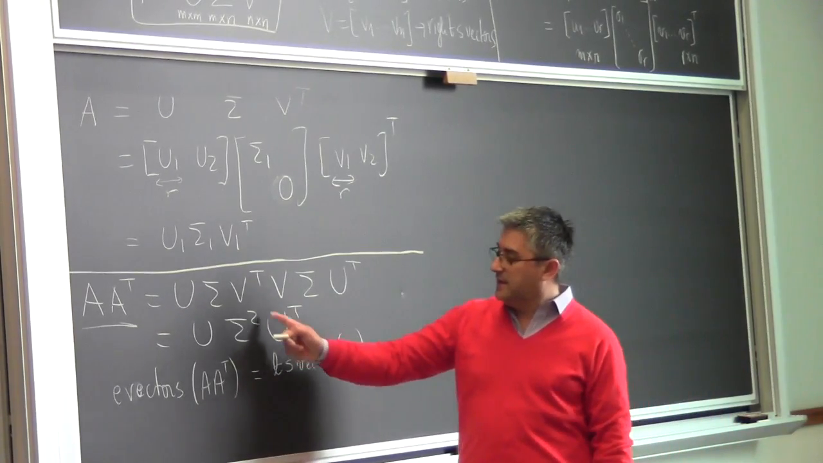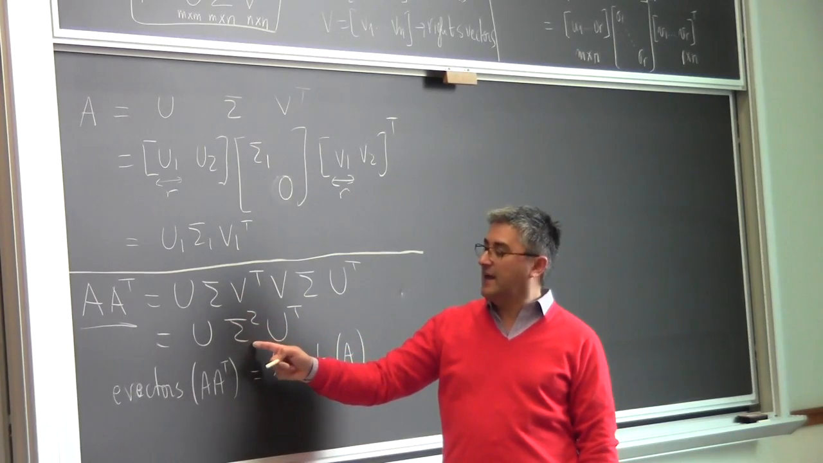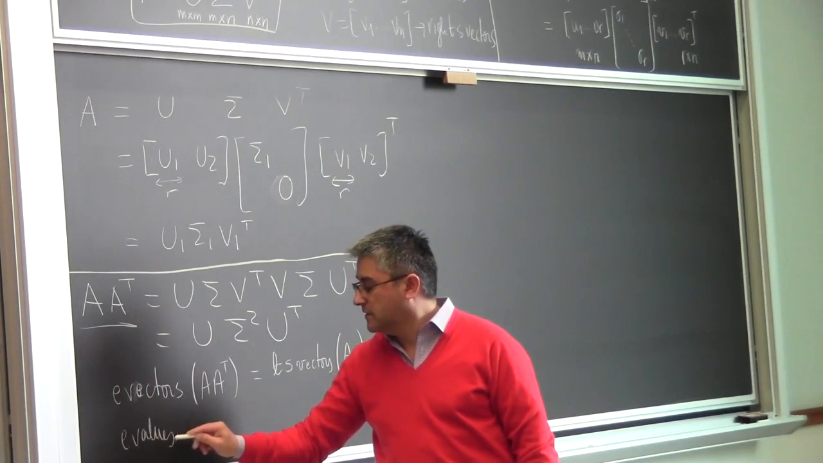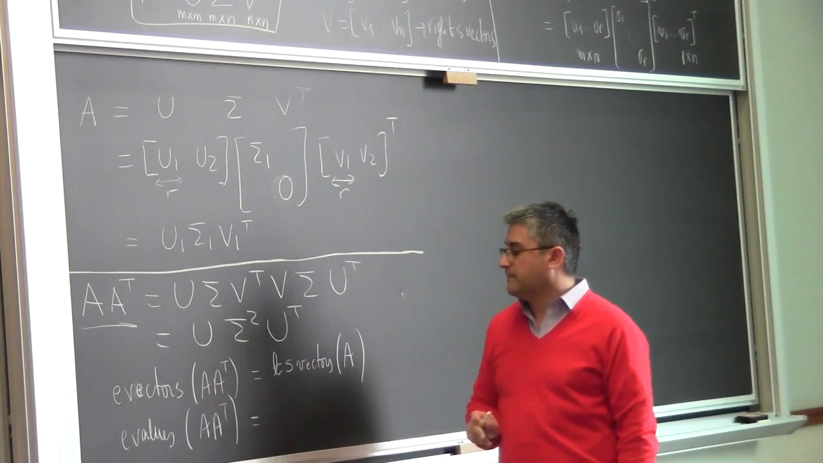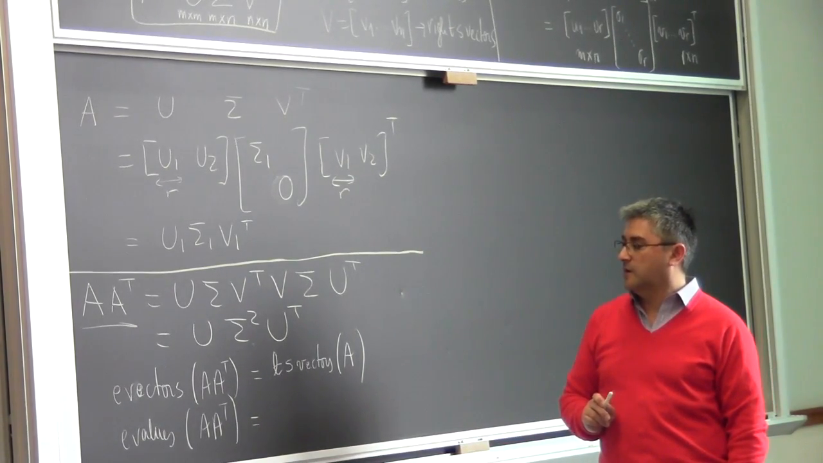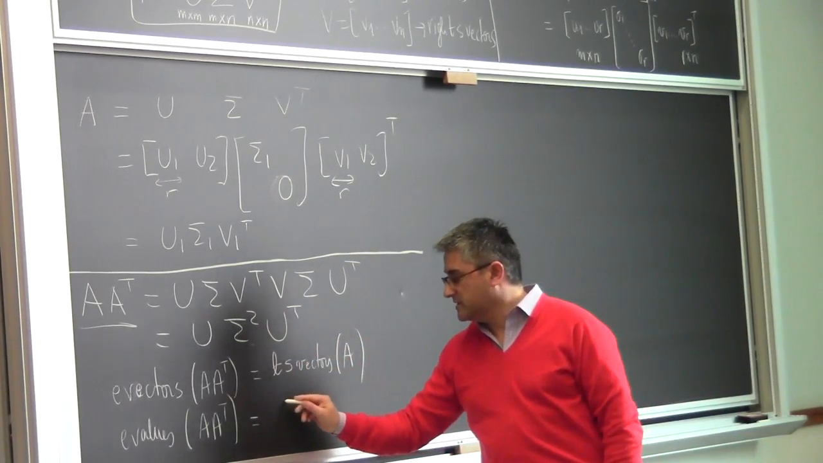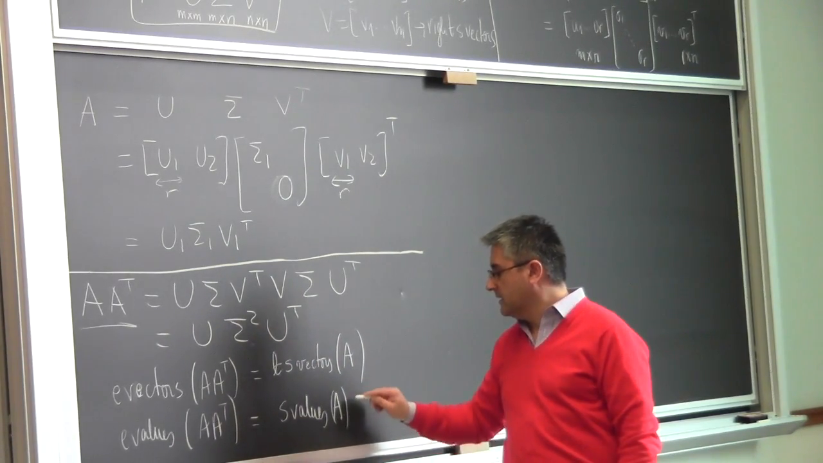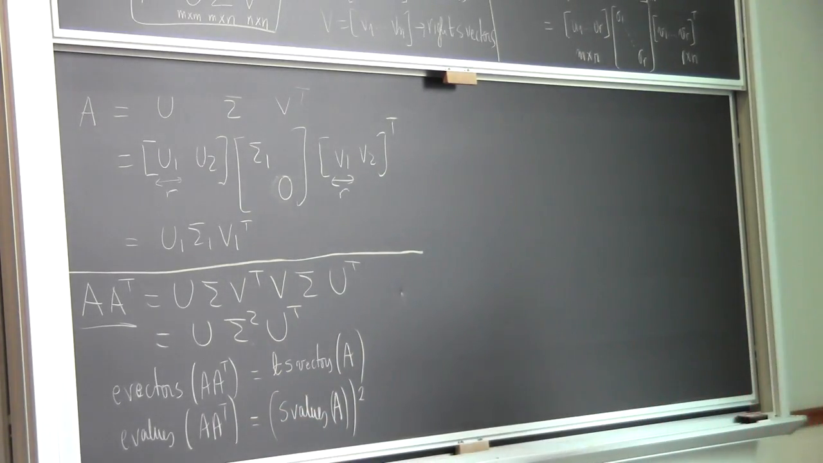And in the middle here, this is sigma squared. So the eigenvalues of A A transpose are what? The singular values of A, but squared. That's what we get.